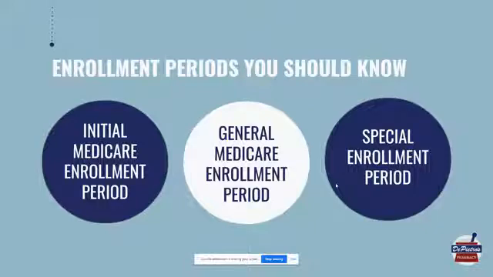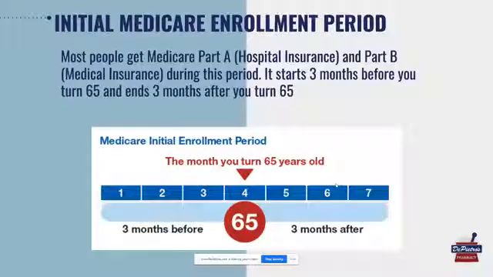So we're talking about open enrollment, but also just to give you a brief overview of different enrollment periods. Initial Medicare enrollment, general Medicare enrollment, and special enrollment periods. So initial Medicare enrollment is 3 months before you turn 65, 3 months after you turn 65. So this is the most common way people will sign up for Medicare. 3 months before or 3 months after you turn 65. We just had a couple people ask us this yesterday, so this is a good slide to look at.